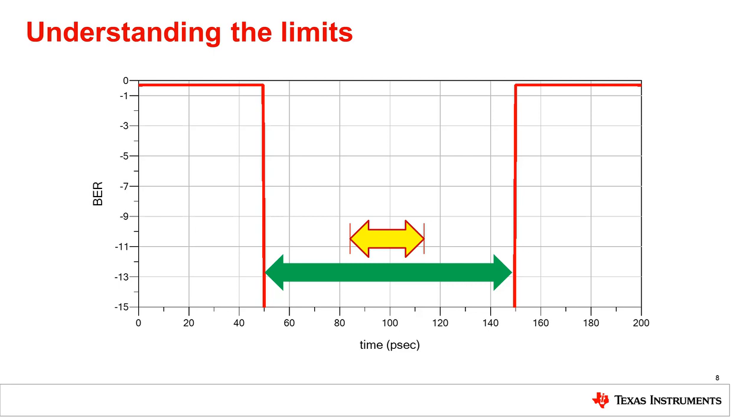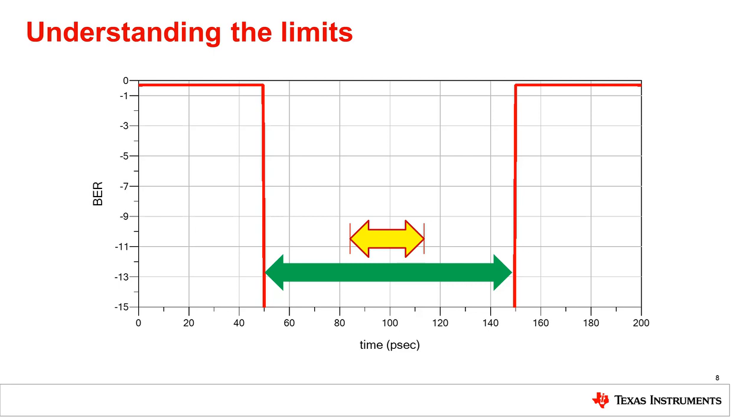To create a bathtub curve, most engineers will characterize the eye to a level of 10 to the negative 6 to 10 to the negative 9, extract the TJ PDF with its components, then extrapolate, using simulation or other calculation tools, to 10 to the negative 12 and beyond.